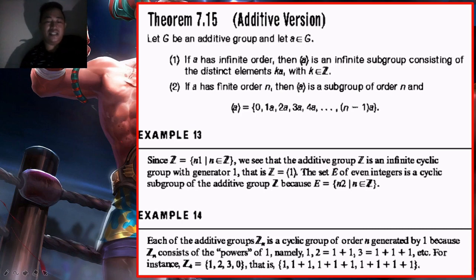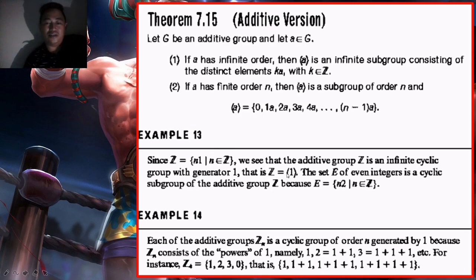Now, our Z is an additive group, which is equal to n times 1, where n is an element in Z. Therefore, Z is equal to the cyclic group generated by 1.